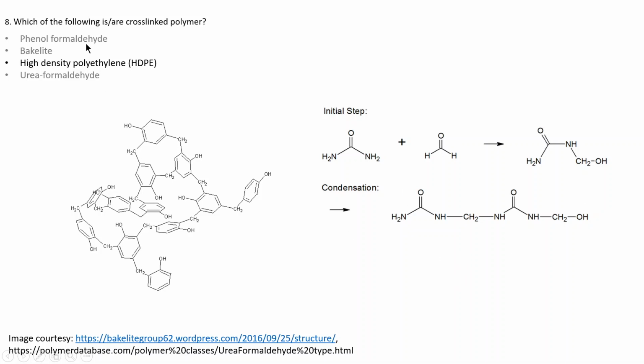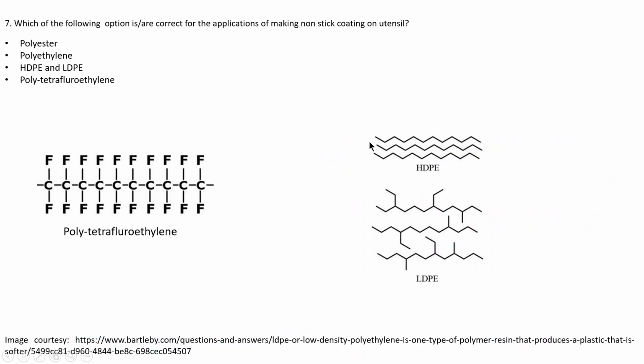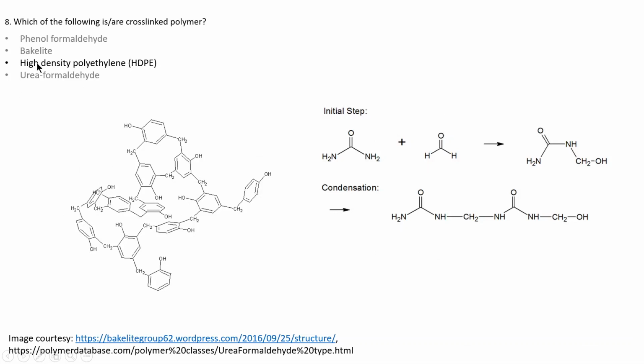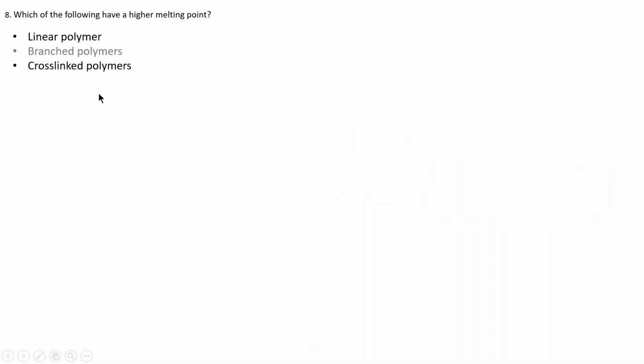I wasn't able to get the structure for the phenol formaldehyde, but that is also a cross-linked polymer, though there was no proper picture of its molecular structure. Next, we have high density polyethylene. As we saw in this picture, high density polyethylene is not a branched polymer. There is no branching present, so that won't be a correct answer. The correct answer is phenol formaldehyde, bakelite, and urea formaldehyde.